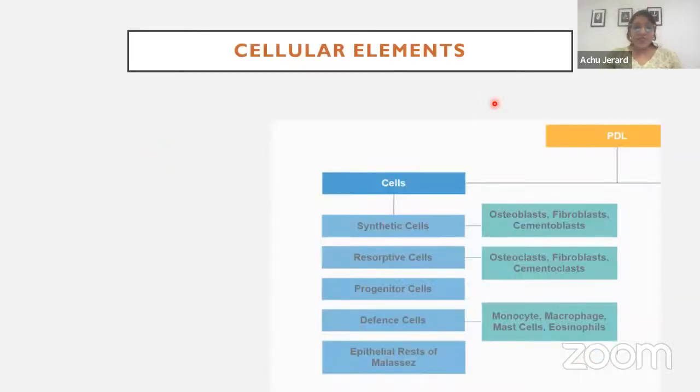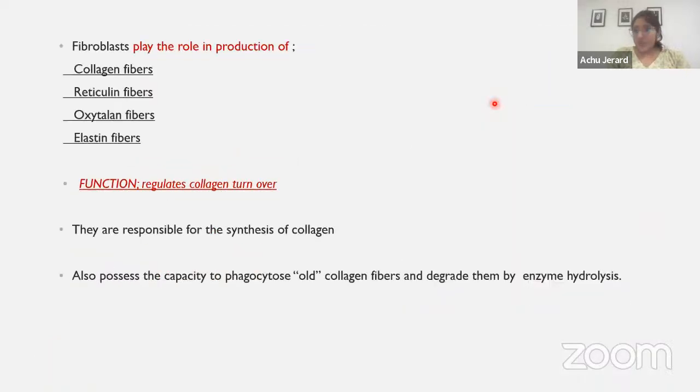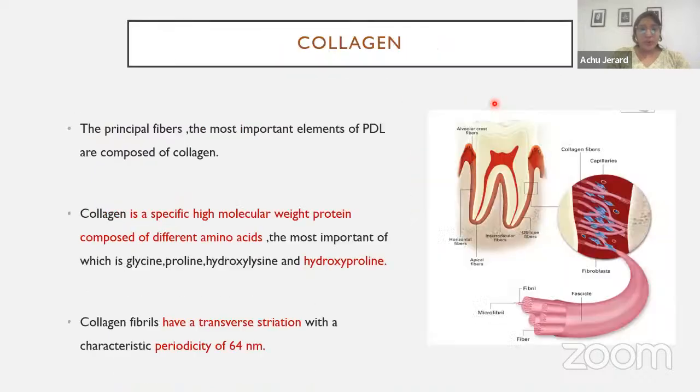And the cellular composition we have already seen. And in that, the fibroblast also we have seen. And now the most important part of it. When we speak about collagen, I have already told you the principal fibers, and the major extracellular component is made of collagen only. You need to know this is arranged in bundles, the collagen.